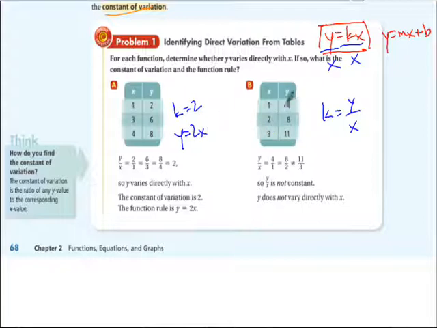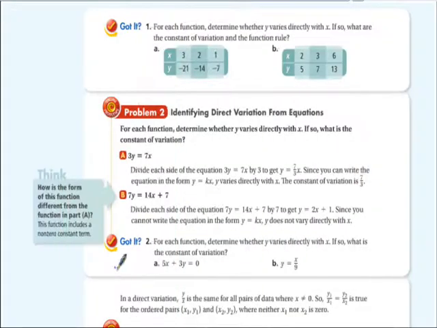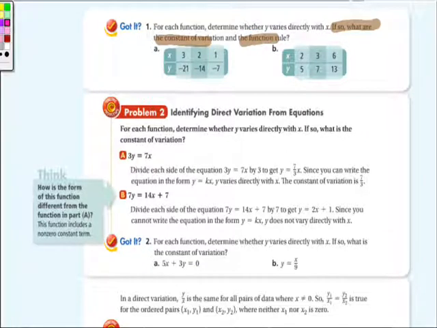We take a look at this one, we have 4, 4, and then 11/3. It's not constant, it does not vary directly. Very simple stuff here, okay? So try these, take a second, pause the video, and see if you get a constant variation, and if so, this is an important part because sometimes we don't read all the directions: what's the constant of variation and what's the function rule? Go ahead and pause the video now and get some answers to that.